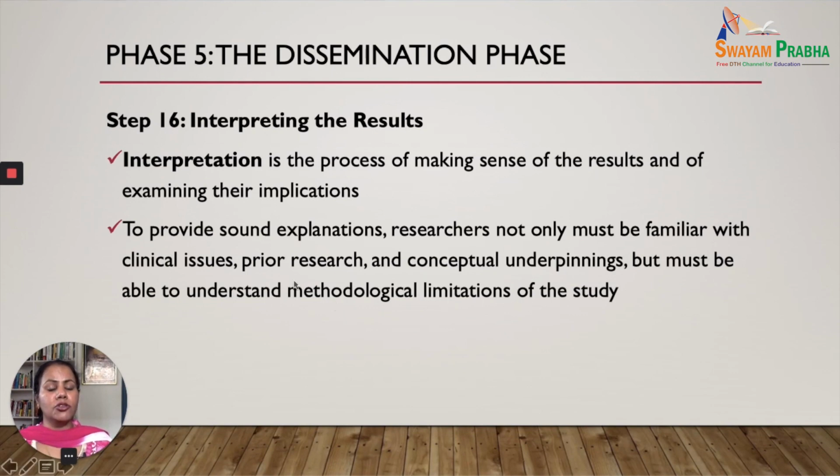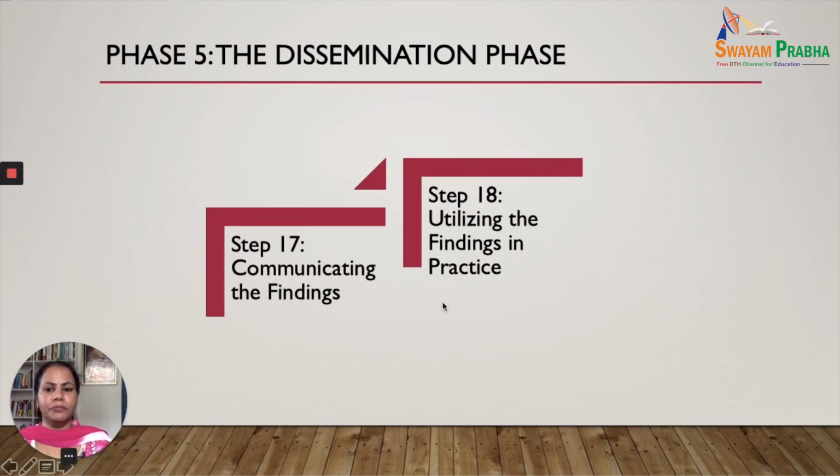And also you should know what the limitations of your study were, whether your sample size was small or certain steps were not feasible in the area where you collected the data. Then you can write that in your limitations. And further, you also need to give recommendations for future study.